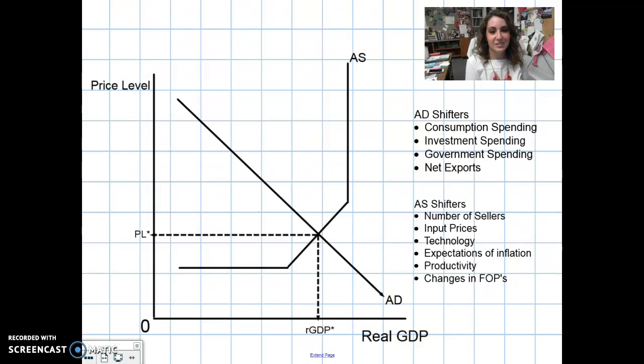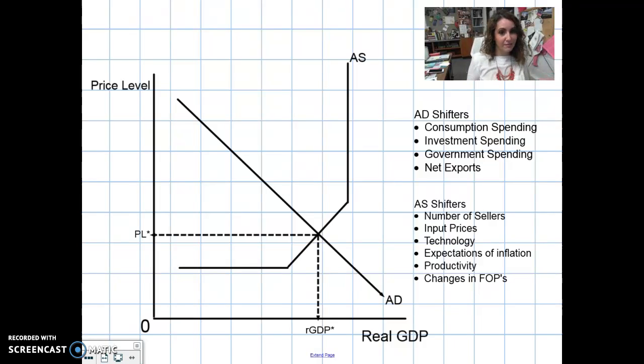Okay, so we need to practice shifting aggregate supply and aggregate demand. Past couple days, we've been talking about aggregate demand. Yesterday, we talked about aggregate supply, and we have those three sections that you see here. And remember, it's going to be on the same graph.